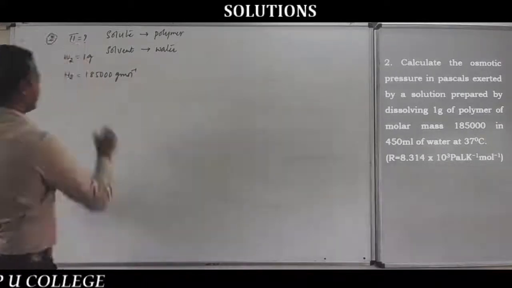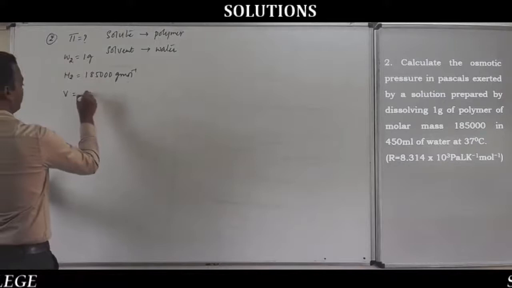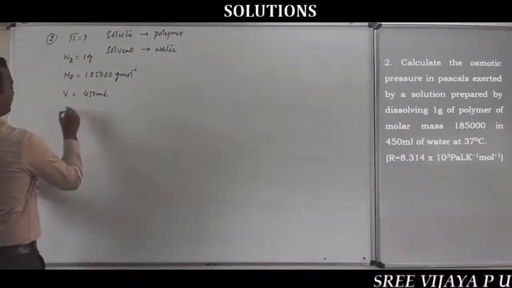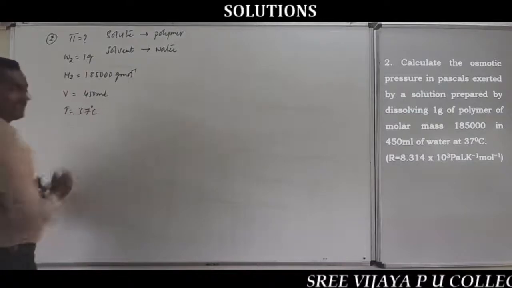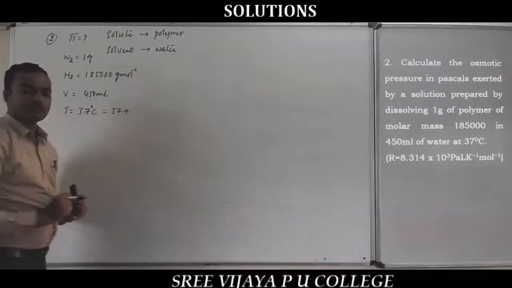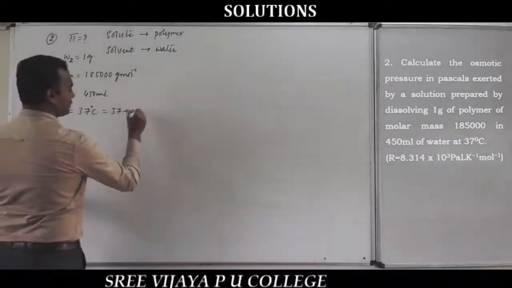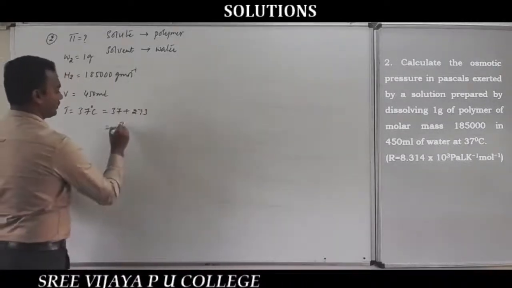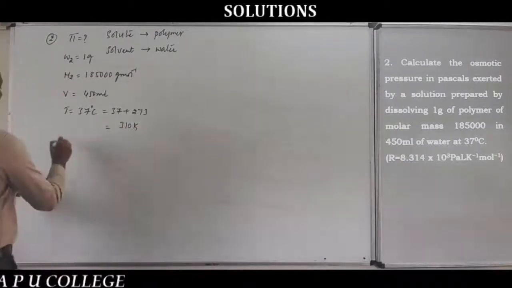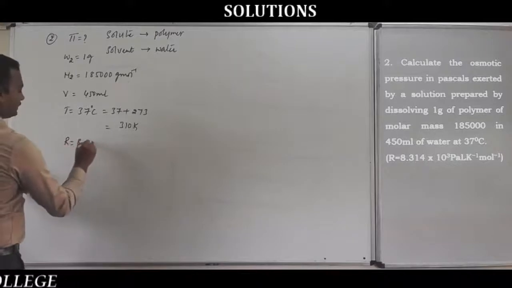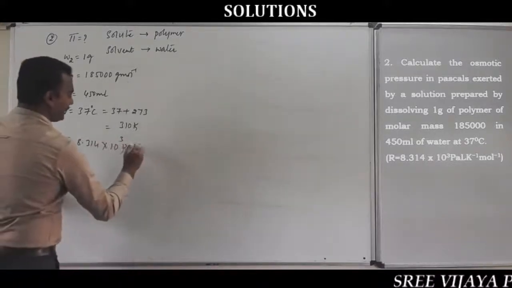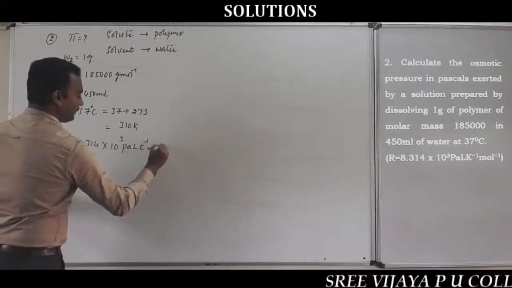In 450 ml of water, the volume is equal to 450 ml. At 37 degrees Celsius, temperature is equal to 37 degrees Celsius. Converting to Kelvin, add 273, that is 37 plus 273. We get 310 Kelvin. That is the temperature. The R value is given: R is equal to 8.314 into 10 power 3 Pascal liter per Kelvin per mole.